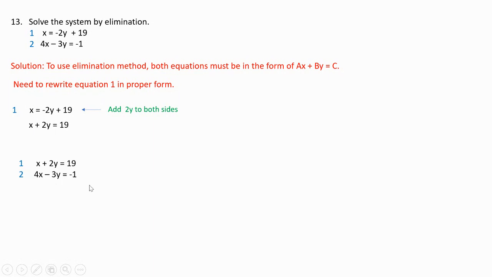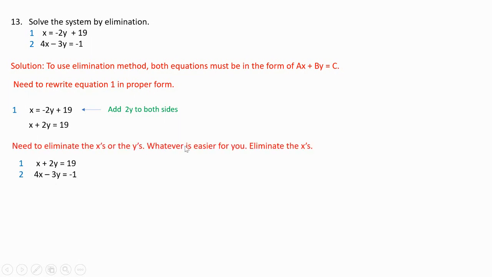So now here, guys, we have to eliminate the x's or the y's, whatever is easier for the student. In my opinion, it will be easier to eliminate the x's. Why? Because if we eliminate the x's, only equation 1 must be multiplied by negative 4. Because negative 4 times x will give us negative 4x, and when we add it to 4x, they'll be eliminated. But we have to use legal math concepts in mathematics. So we need to multiply by negative 4, right?